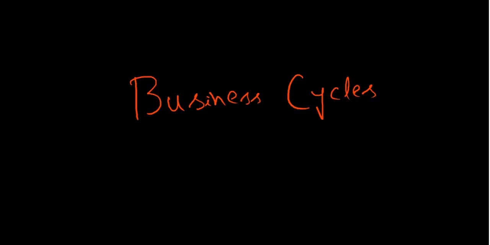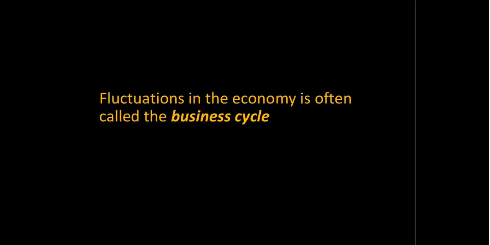The topic of today's discussion is business cycle. We are going to talk about year-to-year fluctuations in GDP over the years. So let's first start with what business cycle means. Business cycle simply refers to fluctuation in the economy that happens from year to year.